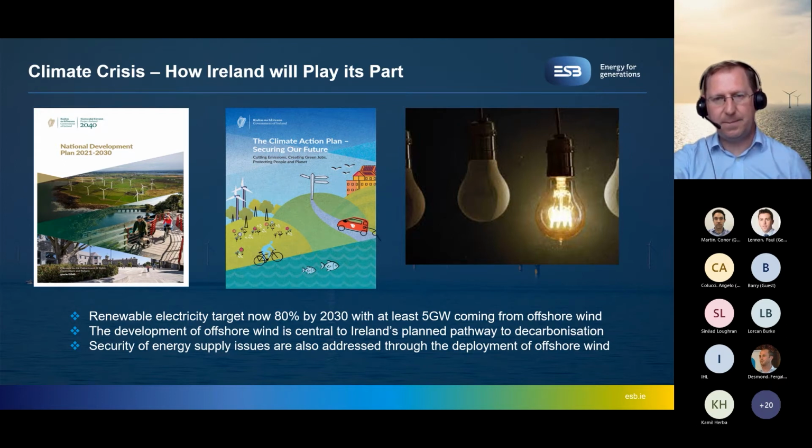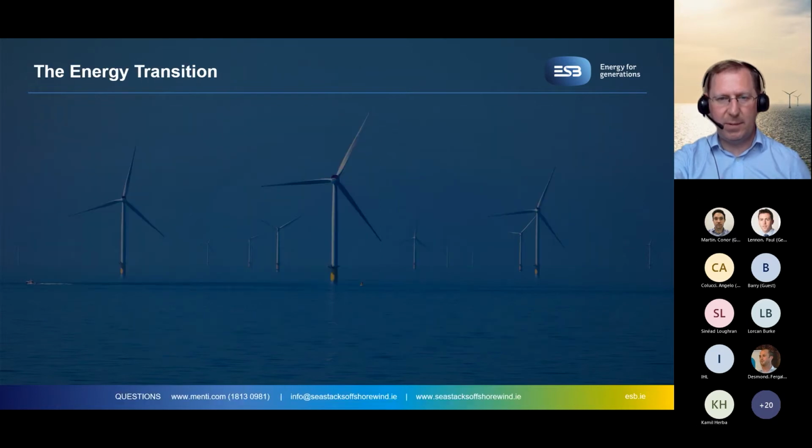It's not just about decarbonisation, though. The deployment of offshore wind enables greater levels of energy independence for Ireland through the reduction in imported fossil fuels such as gas. This is absolutely key, given that security of supply is severely threatened by the ongoing war in the Ukraine.